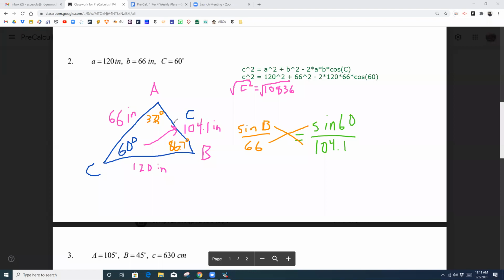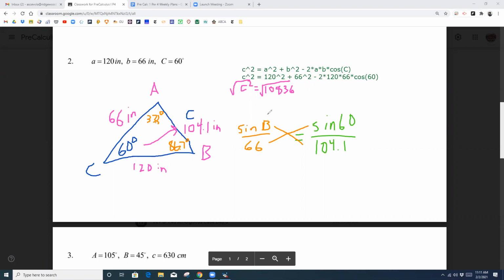So long story short, if you do the law of cosines, then to find the next angle, do the law of sines on the smaller of the two angles. And you can tell which one's smaller by seeing what sides are across from each other.